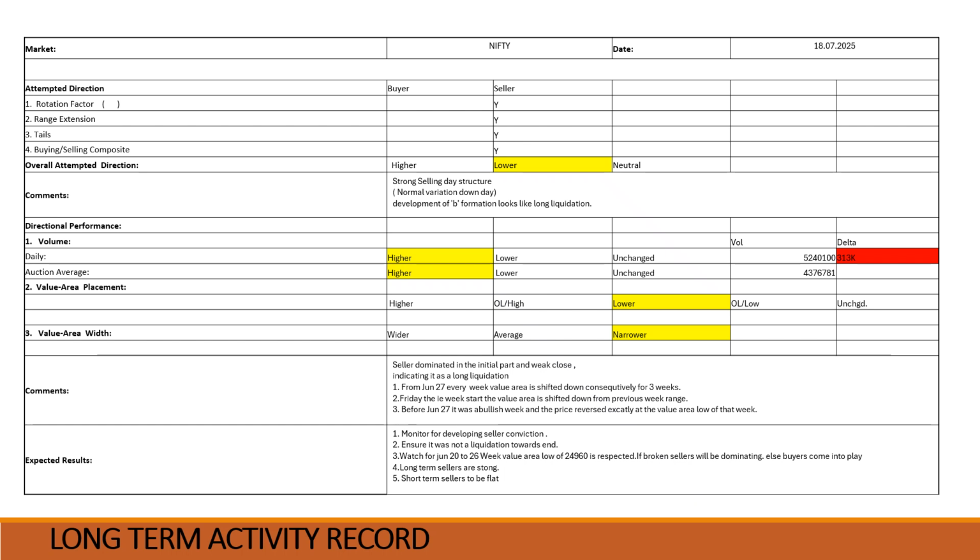But later on it developed a B formation that was indicating a long liquidation. And for other directional performance, volume wise it was on the higher side, and compared to the auction average the volume was high, and value area placement was lower, and value area width was narrower. So overall my perspective was that in the long term it is bearish, as the value area was formed on a lower side.